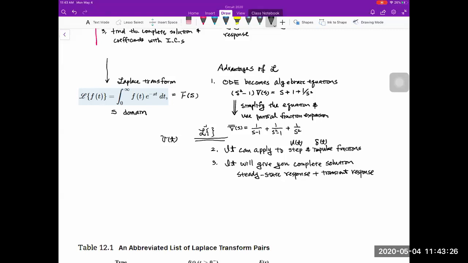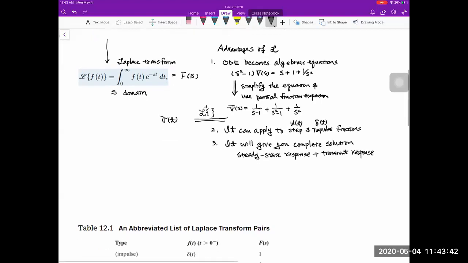But the Laplace transform is even better. It can work for any kind of function that you have, and it will give you the complete solution in just one package. Another thing I want to just talk about is the S over here. So let me take a look. Let's take a look at what the S is.